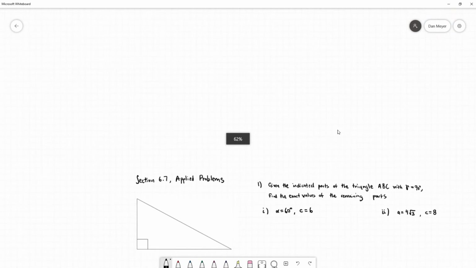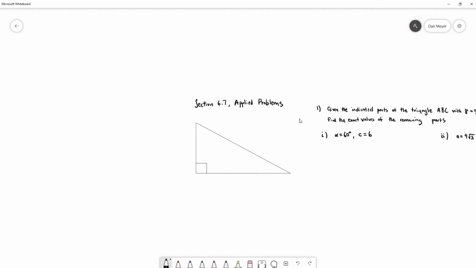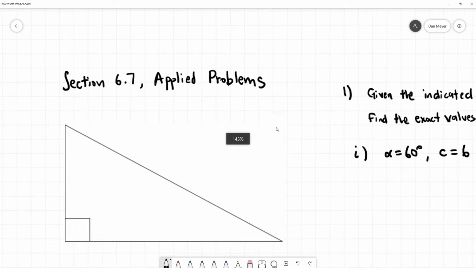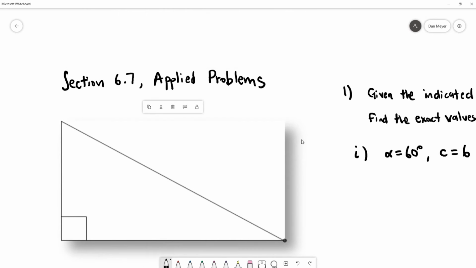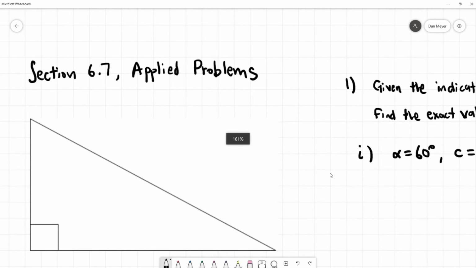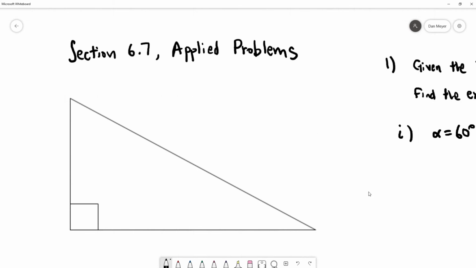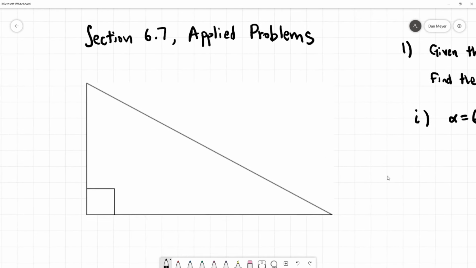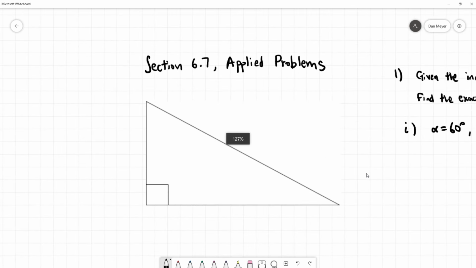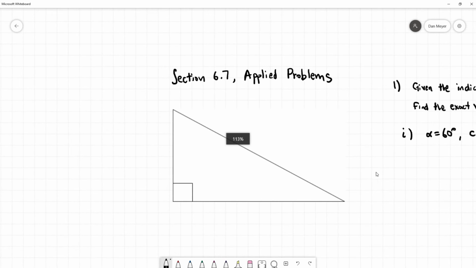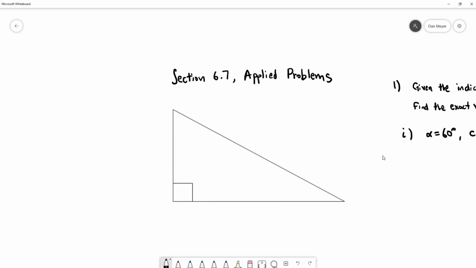The next section is section 6.7, called Applied Problems. The bulk of the problems here are going to be story problems. That's what applied problems is, a euphemism for story problems. The first batch of problems, one of the applications for trig is we can start to solve triangles. I don't know if you remember solving triangles in your geometry class. That's one thing that we can do with trig.